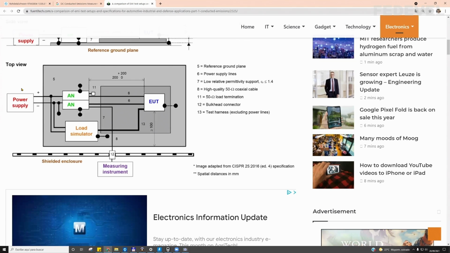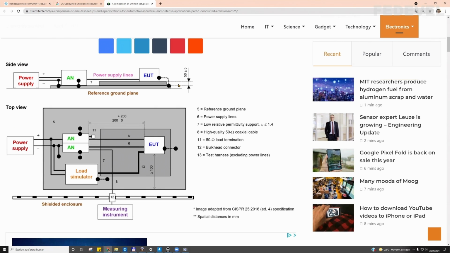So the power supply must be out of the setup. This is a metal plate. This is your device under test. This is the artificial network, the line impedance stabilization network. We will explain later. That must be connected to the metal plate. If your device needs some kind of load, like a motor or something like that, it is out of the setup. And then if you go to the vertical view, you can find some explanation.